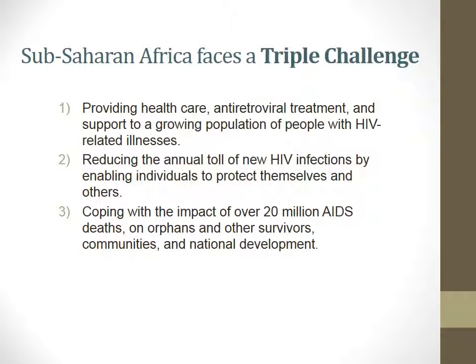Sub-Saharan Africa now faces a triple challenge. One, providing health care, antiretroviral treatment, and support to the growing population of people with HIV-related illnesses. Two, reducing the annual toll of new HIV infections by enabling individuals to protect themselves and others. And lastly, coping with the impact of over 20 million AIDS deaths on orphans and other survivors, communities, and national development.